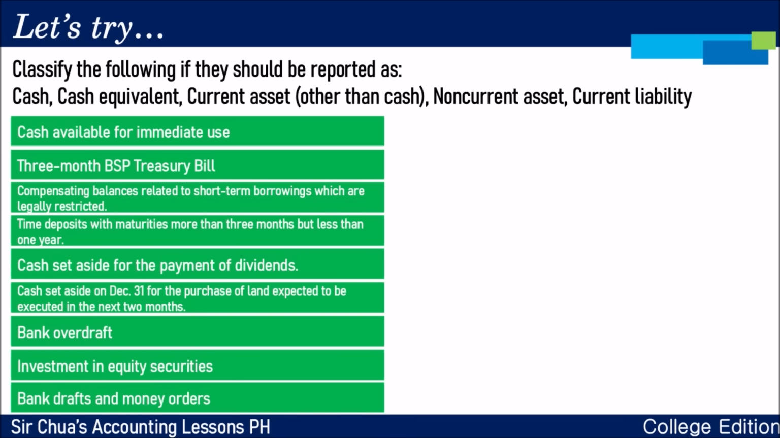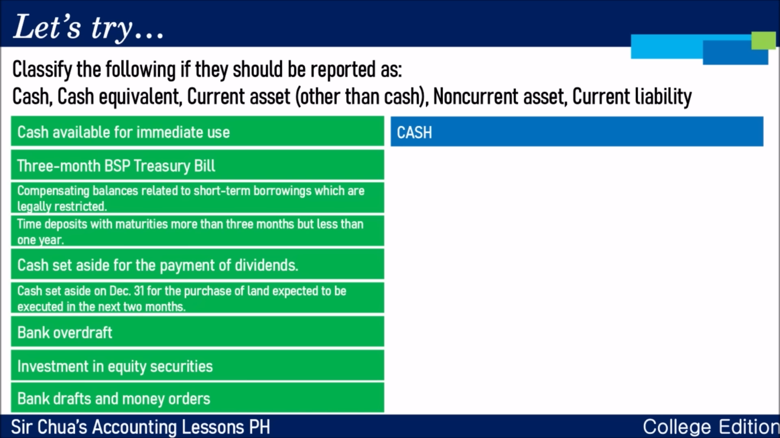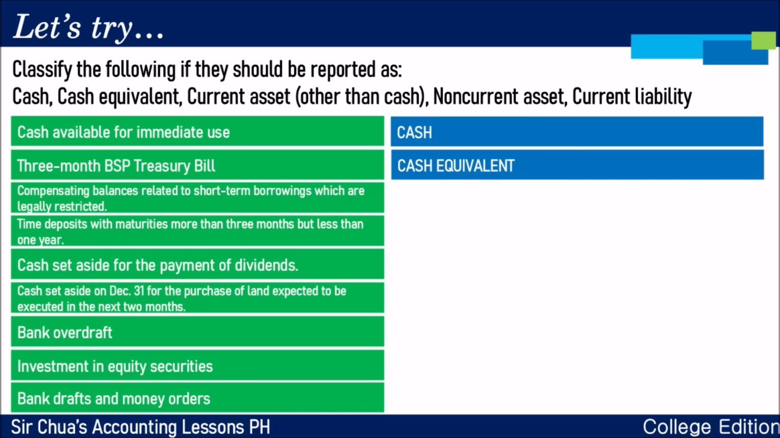Cash available for immediate use, sabi nga sa inyo, any cash item na unrestricted po is automatically recorded as cash. Wala tayong problema dyan. Okay? A 3-month BSP Treasury Bill. So, pag nabasa nyo naman na yung 3-month, gets nyo na yan di ba? The usage of a 3-month rule is applicable for cash equivalent.